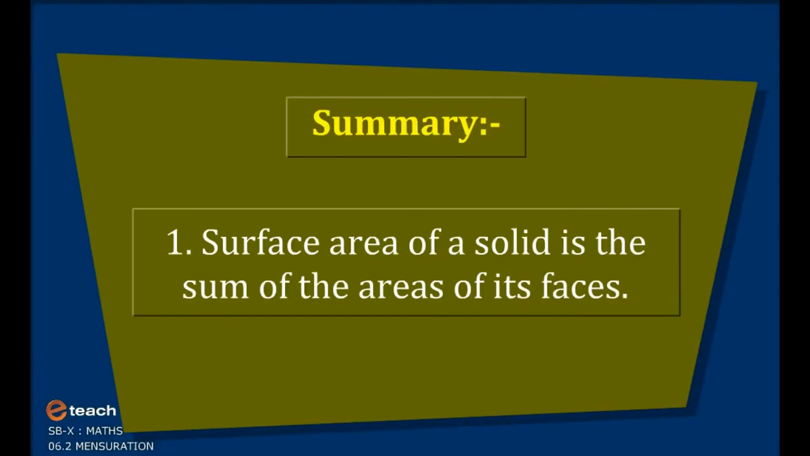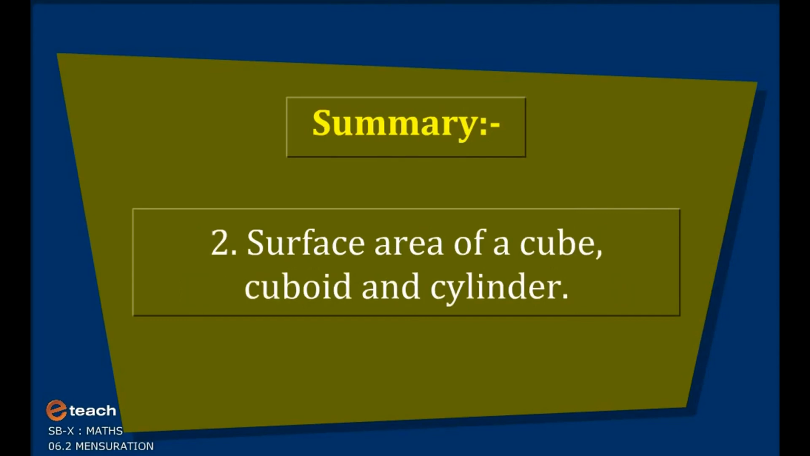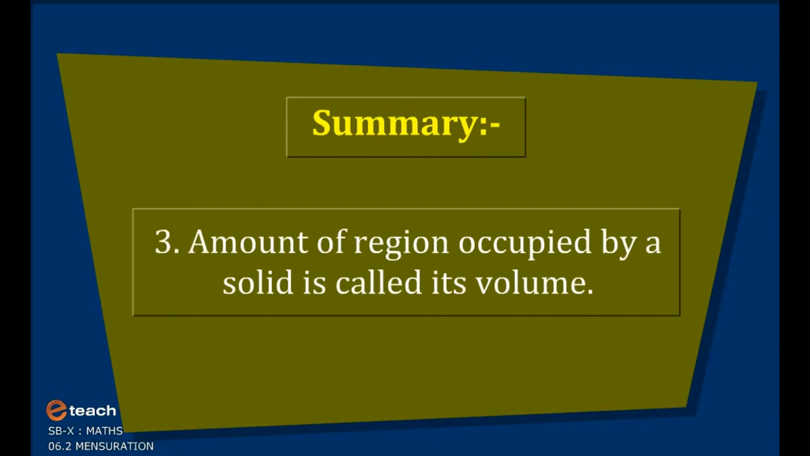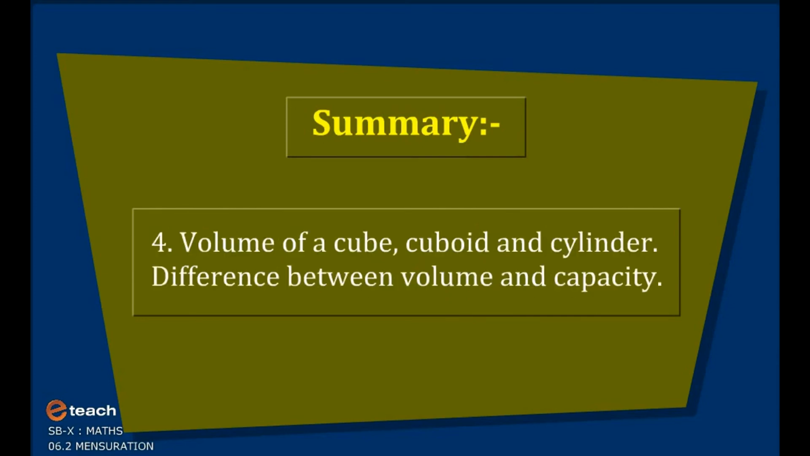Surface area of a solid is the sum of the areas of its faces. Surface area of a cube, cuboid and cylinder. Amount of region occupied by a solid is called its volume. 5. Volume of a cube, cuboid and cylinder. Difference between volume and capacity.